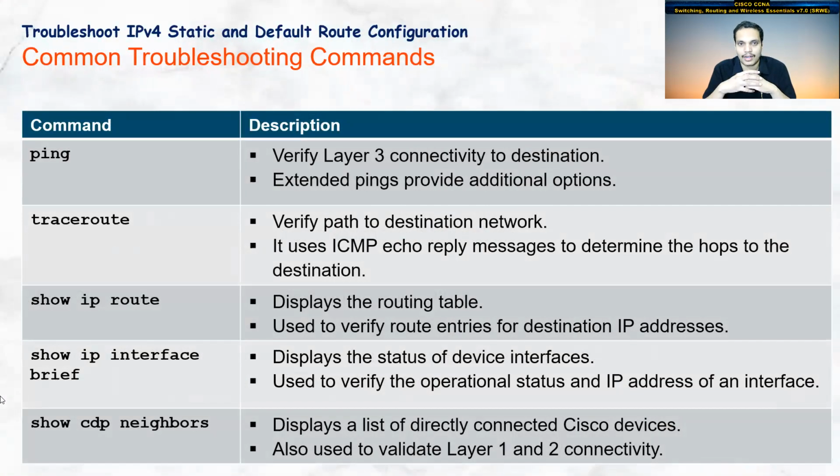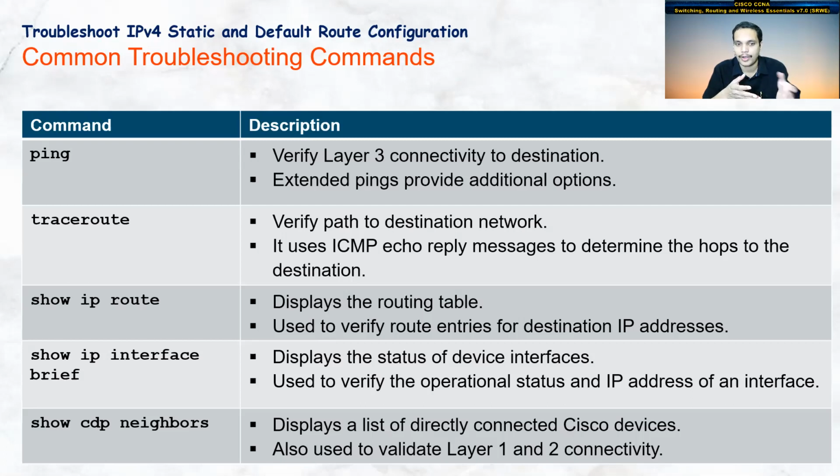So these are the common troubleshooting commands that we have been using since our course 1, Introduction to Networks. Ping, where you verify the layer 3 connectivity to the destination. The second command is traceroute, where we can identify the path to the destination network. Then show ip route, where you can display the routing table. If you want to display the routing table for an IPv6 network, then you can type in show ipv6 route. And then we can also use show ip interface brief, where for IPv6, you can type in show ipv6 interface brief, which displays the status of the device interfaces.